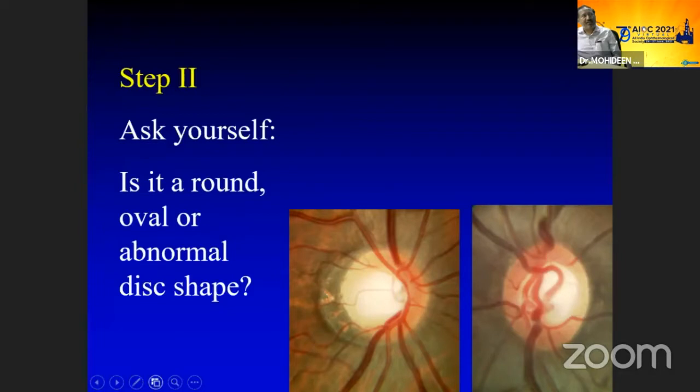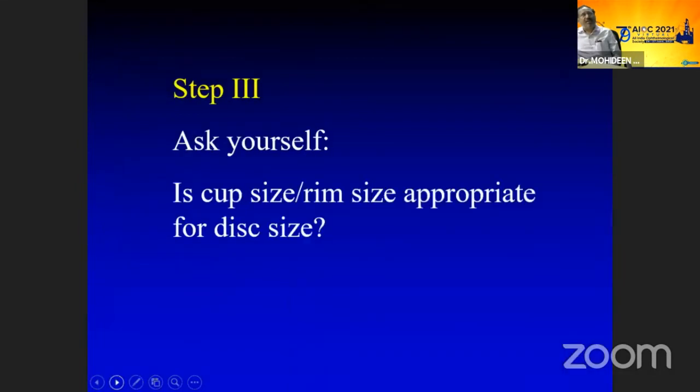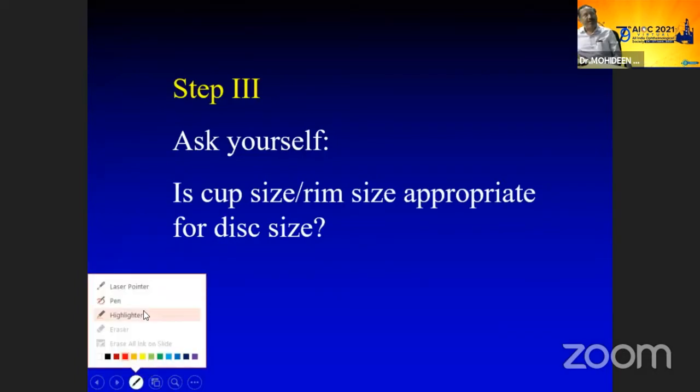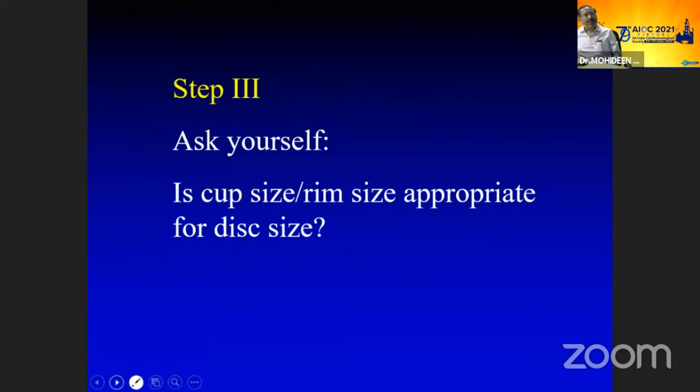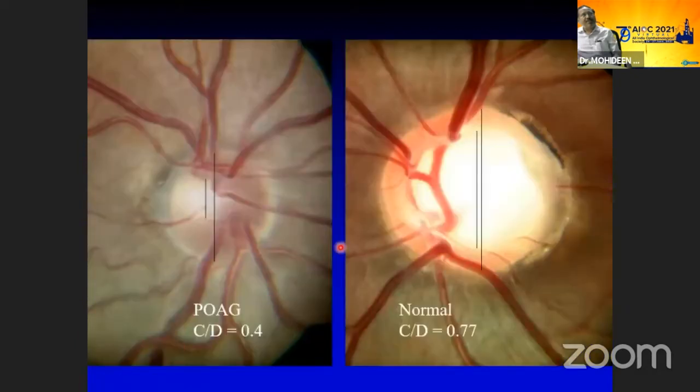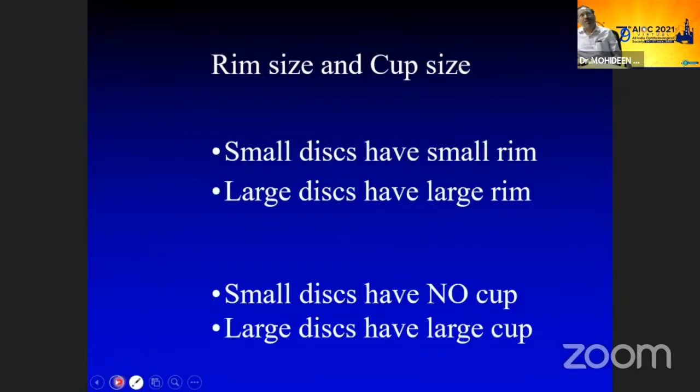The cup and rim size should be appropriate to the disc size. Then you look at your cup size. This is a case of a small disc with a large cup. This is a large disc having a large cup. Basically, the rule is a small disc has a small rim and a large disc has a large rim. A small disc may have no cup, and a large disc may have a large cup.